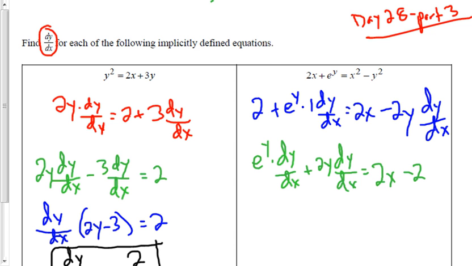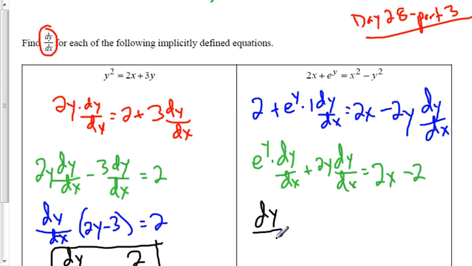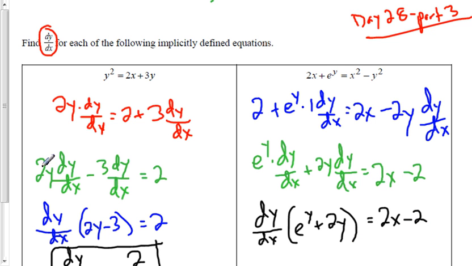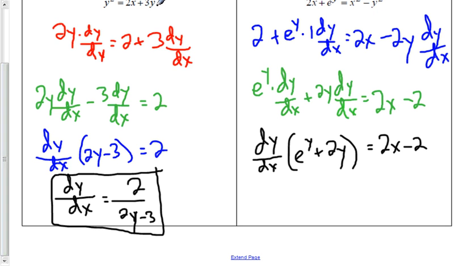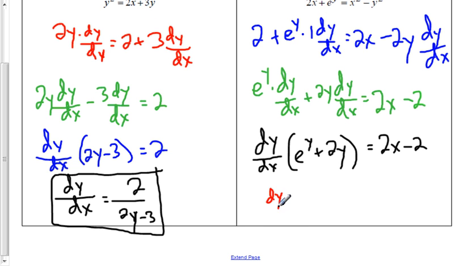Okay, now let's factor out dy/dx. What am I left with? e to the y plus 2y, and that's equal to 2x minus 2. And now how do I get dy/dx by itself? By undoing multiplication by dividing both sides by e to the y plus 2y, so I get 2x minus 2 all divided by e to the y plus 2y.